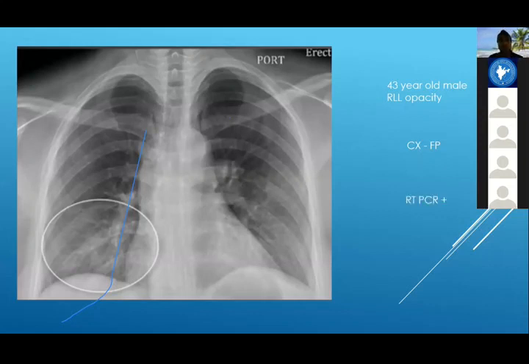So this is an early COVID pneumonia, but because we are not seeing bilateral involvement, we should give the report as focal pneumonia, needs serial X-rays, not CT chest.